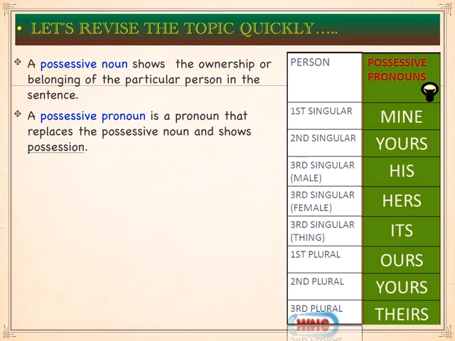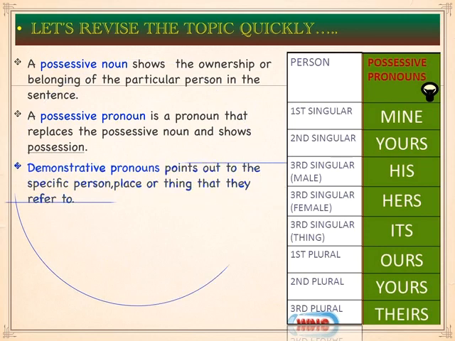For the first person singular, we use the possessive pronoun mine. For second person singular, we use yours. For third person singular male, we use his. And for third person singular female, we use hers. For third person singular neuter gender, we use its. Now, for the plural forms, the first person plural possessive pronoun is ours. For second person plural, it remains the same, that is yours. And for third person plural, the possessive pronoun is theirs.